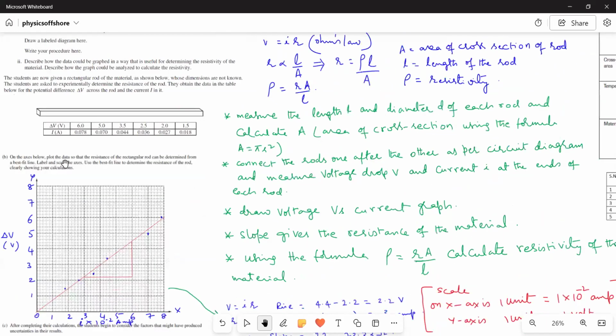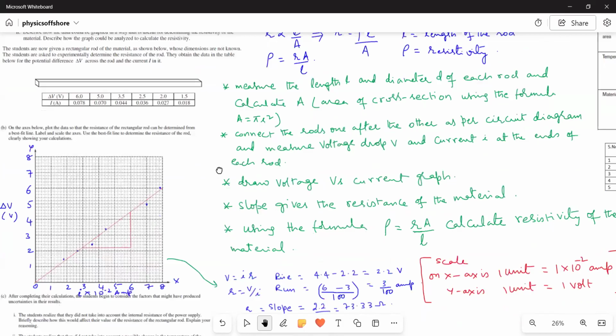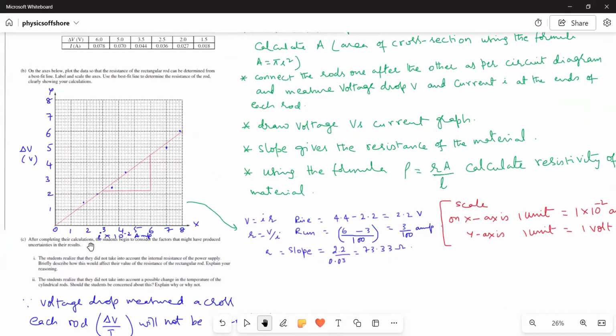On the axis below, plot the data so that the resistance of the rectangular rod can be determined from a best fit line. Label and scale the axis. Use the best fit line to determine the resistance of the rod, clearly showing your calculations. After completing their calculations, the students begin to consider the factors that might have produced uncertainties in their results. Number one, the students realized that they did not take into account the internal resistance of the power supply. Briefly describe how this would affect their value of the resistance of the rectangular rod. Explain your reasoning.